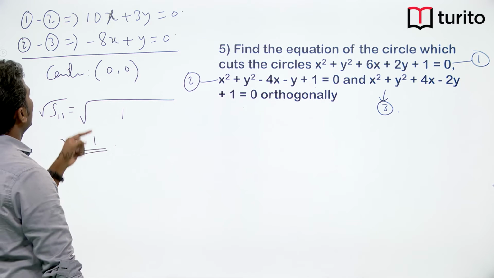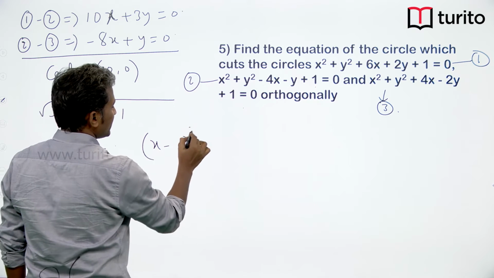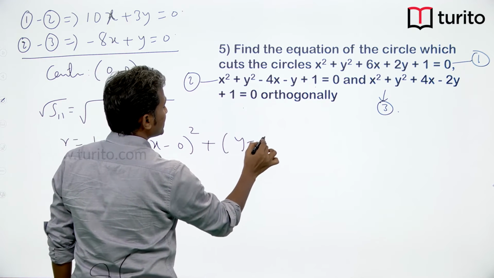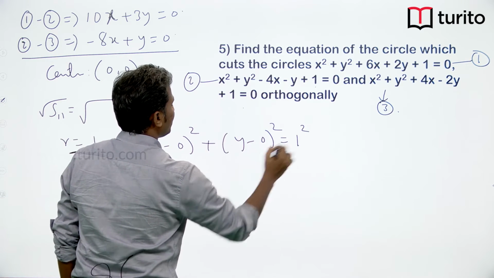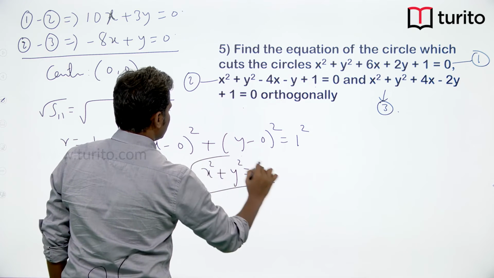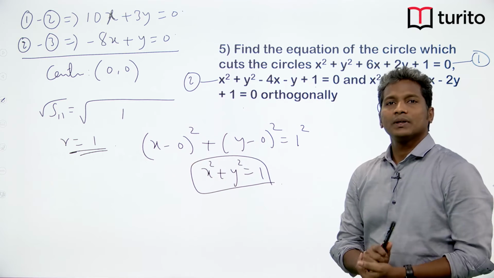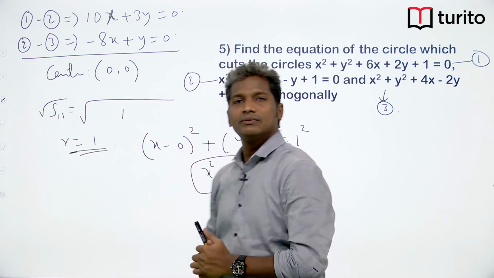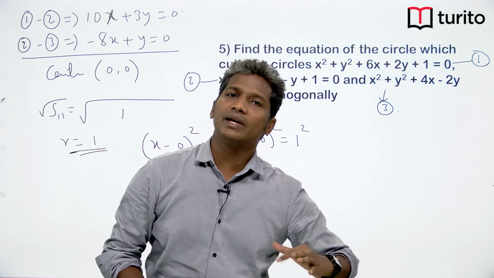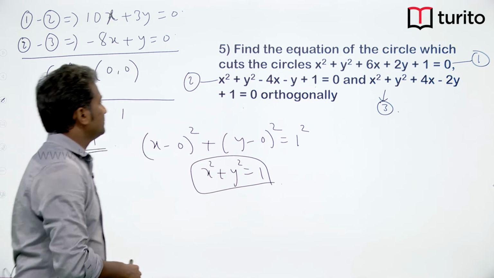If radius is 1 and center is 0, 0, then equation of circle becomes x minus 0 whole square plus y minus 0 whole square equal to 1 square, which is same as x square plus y square equal to 1. Okay. So, this way we can solve the problem. So, here also what we did was, we first made a plan and then we executed our plan. Okay. We will go on to the next question.